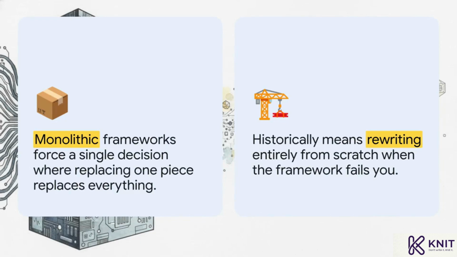And this sets up a huge false dichotomy in AI development. On one hand, you have monolithic frameworks, which force a single decision bundle. If you want to replace just one piece, like, say, the policy engine, you usually end up having to rip out and replace the entire system. Then, on the other hand, custom-built historically meant that the moment the framework's default setup failed you, you had to abandon ship and rewrite everything entirely from zero. It's totally a lose-lose scenario.